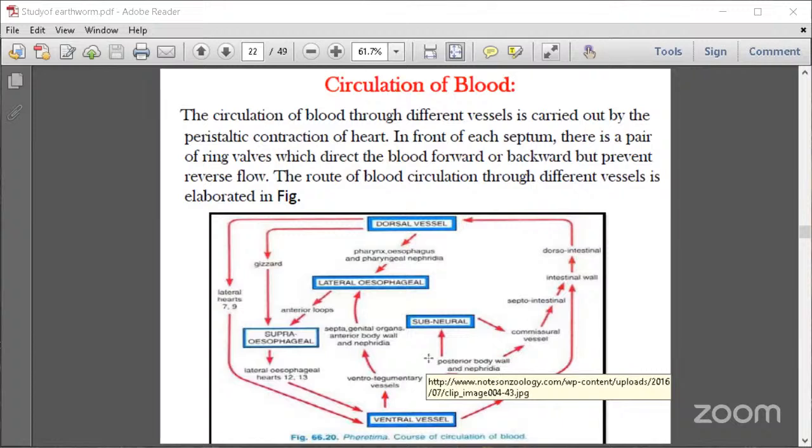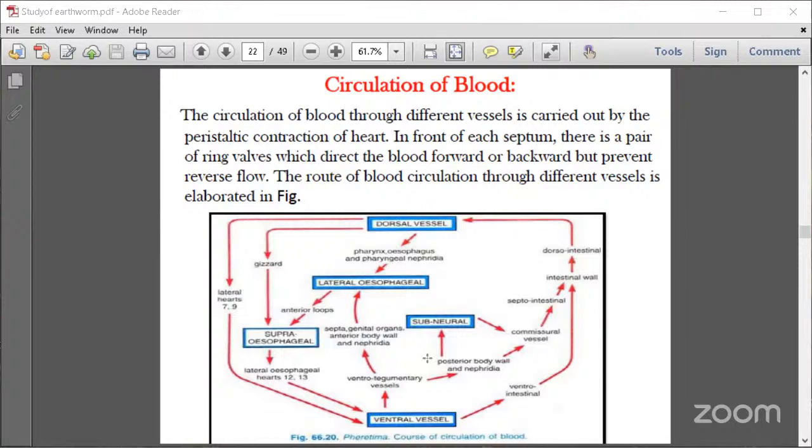And when coming to the circulation of blood, the circulation of blood through different vessels is carried out by the peristaltic contraction of the heart. In front of each septum, there is a pair of ring valves which direct the blood forward, but prevent the reverse flow.